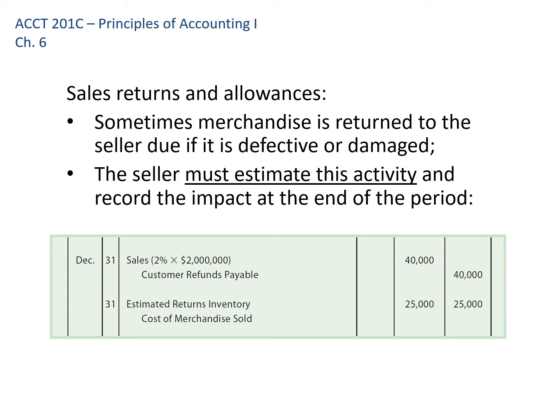We also, just like when we record a sale, when we do this, we need to record two entries. One to reduce our sales and record a payable. The other to recognize that we have some inventory floating out there in the world that's going to come back to us. That's called estimated returns inventory, and we reduce our cost of goods sold, because we're going to reverse some of the sales that were made. So if we reduce sales, we also want to reduce cost of merchandise sold.